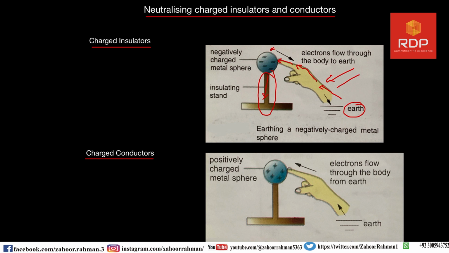In this case, they are showing that electrons are going, and in this case, as I told you, protons are going to this, electrons are going to this positively charged sphere. If it is negatively charged, these electrons will move towards the positive charge, which is the earth. And if the sphere is positively charged, then electrons will come from the earth. Earth is a neutral body, so it has electrons as well as protons. So earthing a positively charged metal will cause electrons to move from the earth towards the sphere.